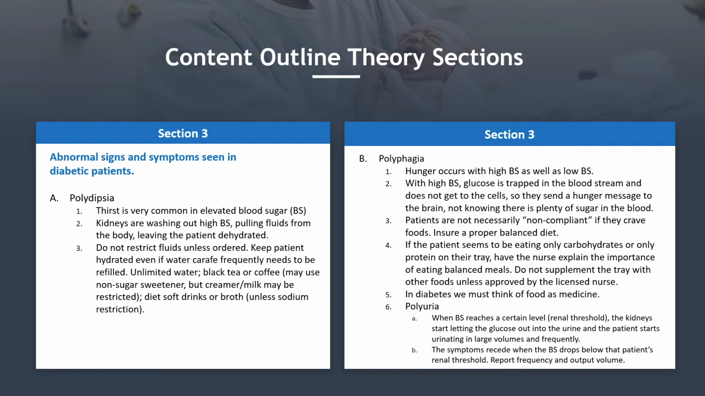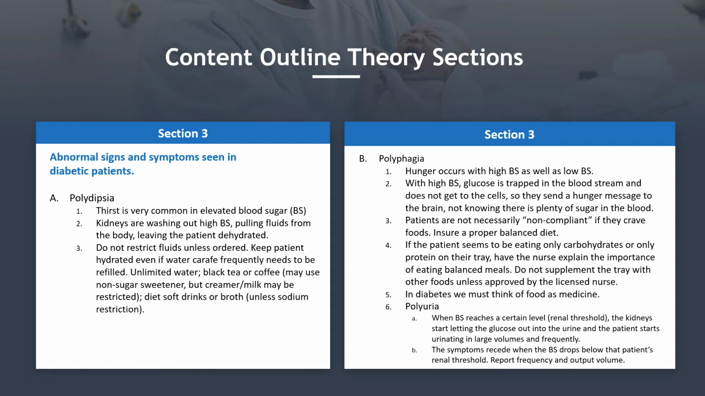If the patient seems to be eating only carbohydrates or only protein on their tray, have the nurse explain the importance of eating balanced meals. Do not supplement the tray with other foods unless approved by the licensed nurse. In diabetes, we must think of food as medicine.